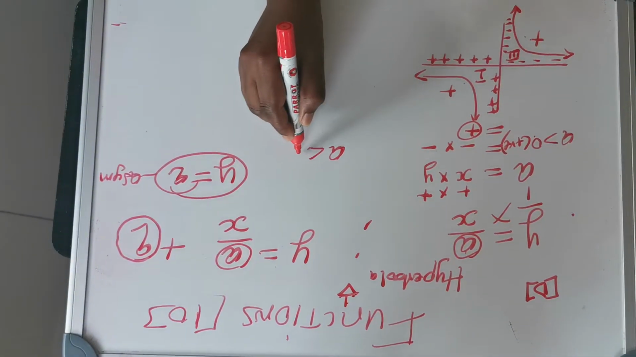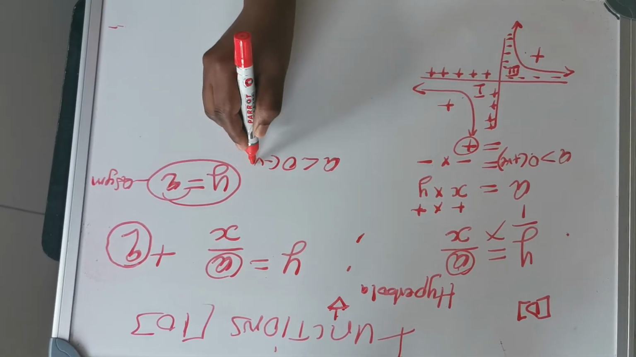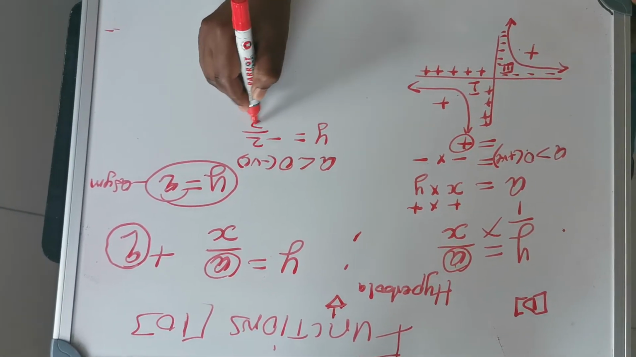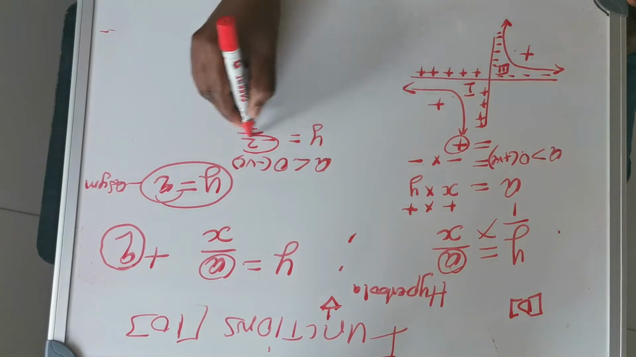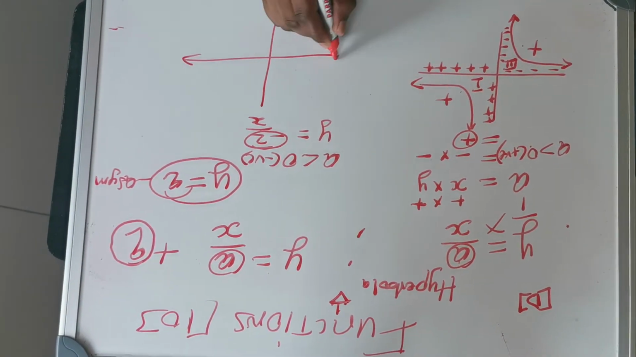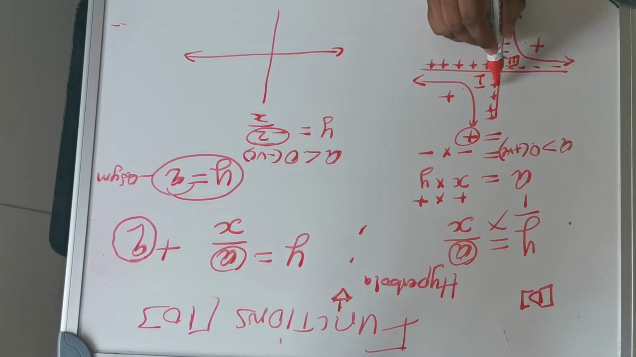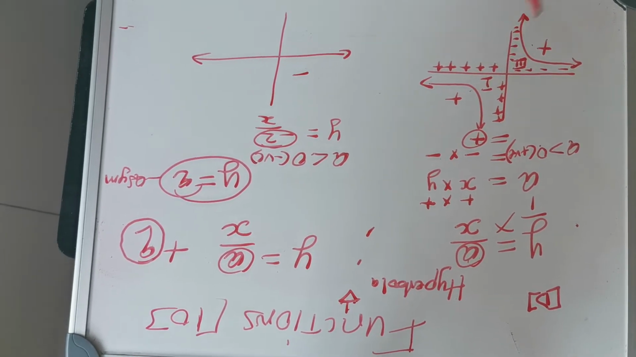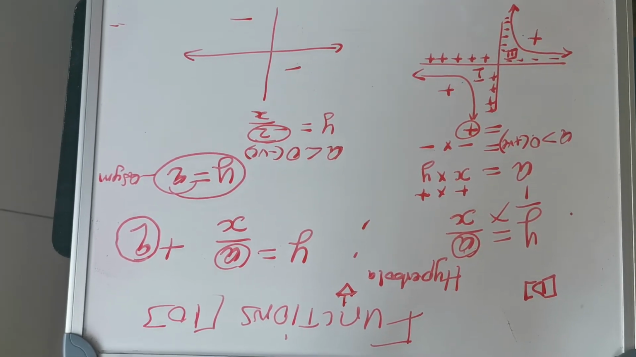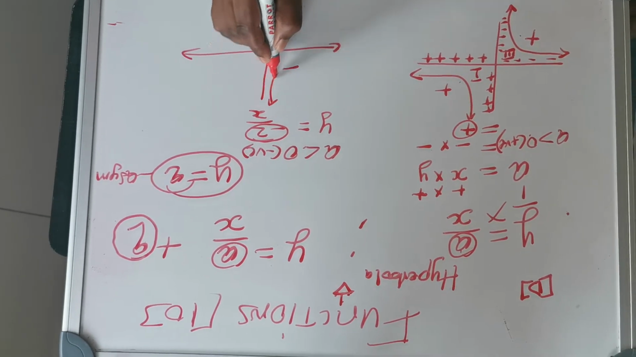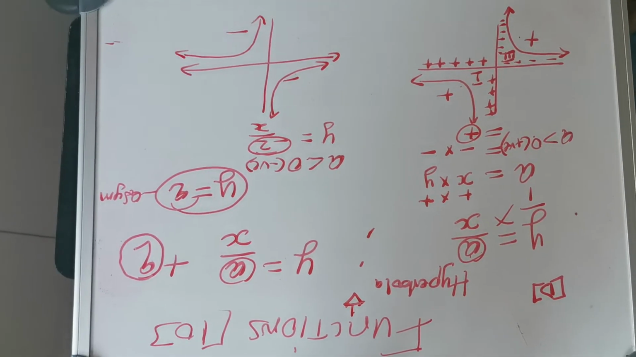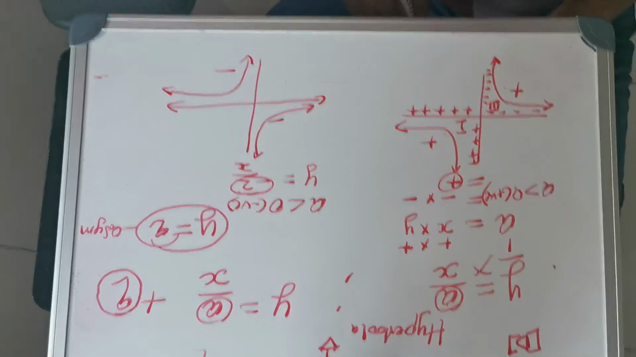Obviously, if your a is less than 0, meaning your a is negative, take an example, you have negative 2 over x, and you can see that your a here is negative. So this would be something like this. If you say negative times positive, obviously it will give you negative. If you say positive times negative, this will give you negative as well. So this would be something like this. This is your graph.